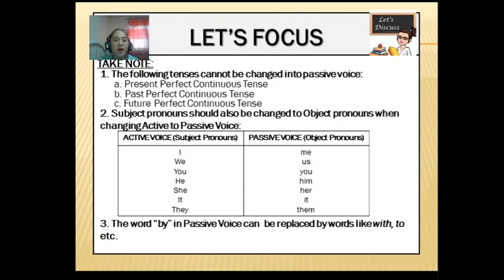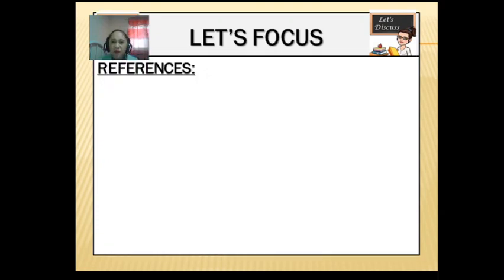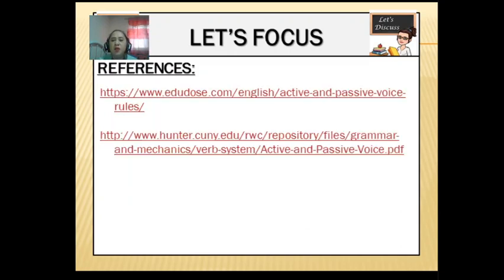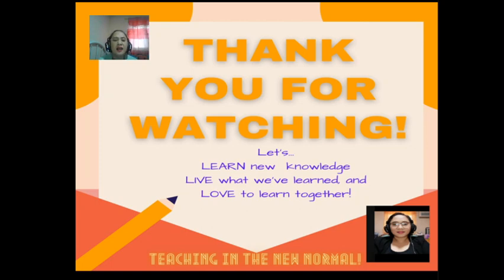For example, the pail is filled with sand. So instead of the pail is filled by sand, you say with, because we are talking of an inanimate object here. So you use with. So, for references, we have Edudos, Hunter CUNY.